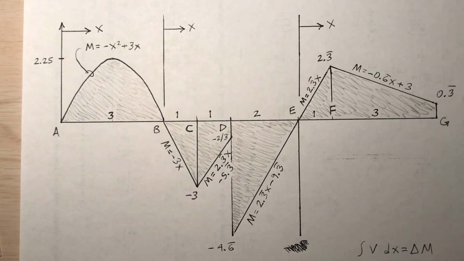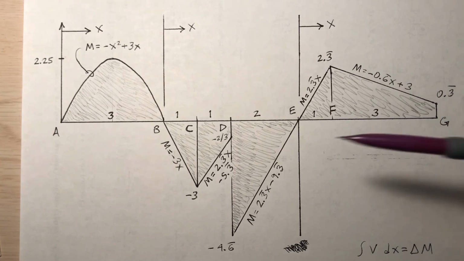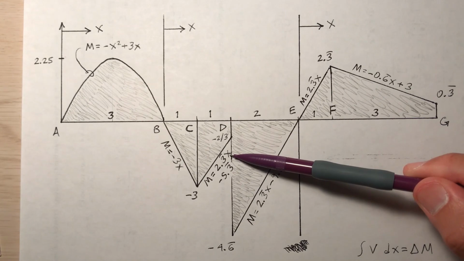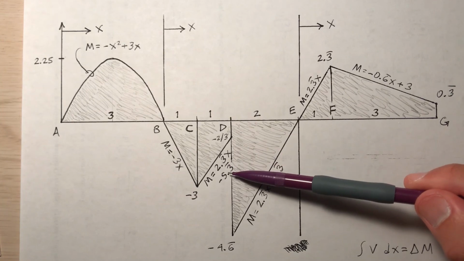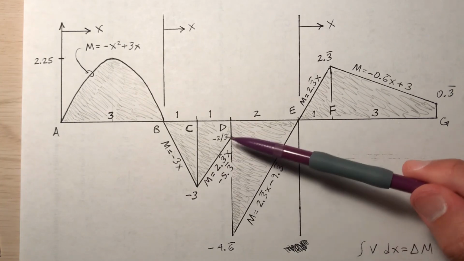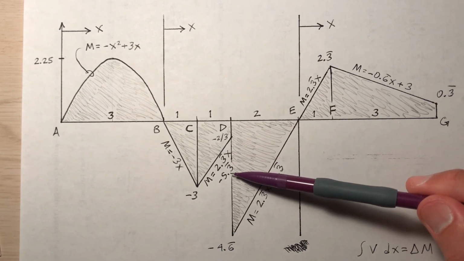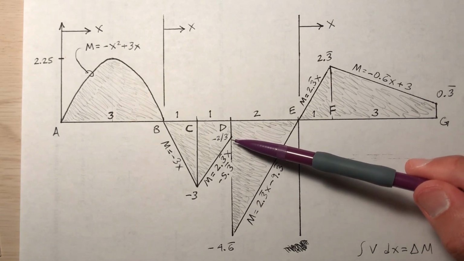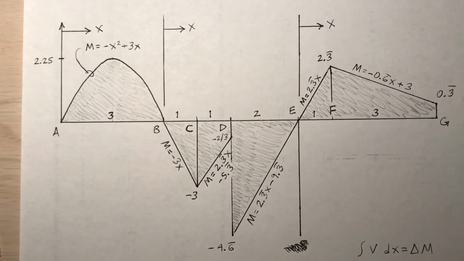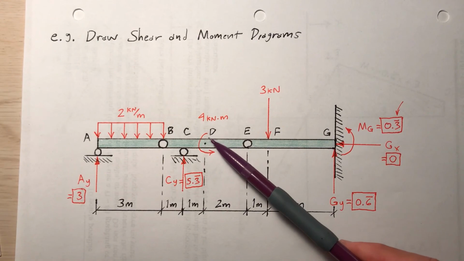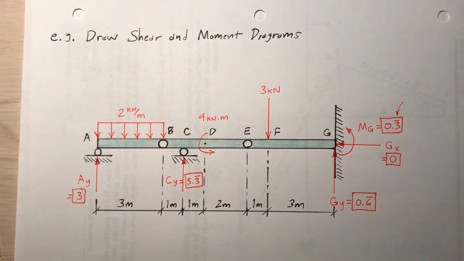From C to D, I believe I derived the equation 2 1/3 x minus 5 1/3. Is that right? At x equal to 1, at point C, 2 1/3 minus 5 1/3 is -3. At point D, x would be 2, so 2 1/3 times 2 minus 5 1/3 is -2/3. At point D, there's a moment that jumps in. You see that 4 kilonewton meter that is jumping in at point D, going counterclockwise?